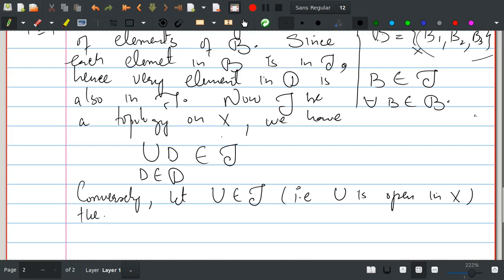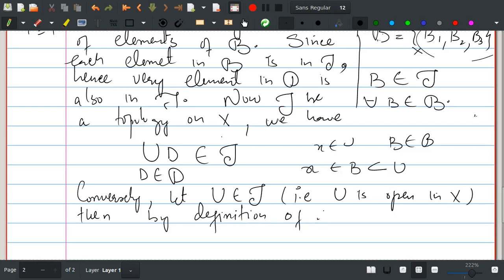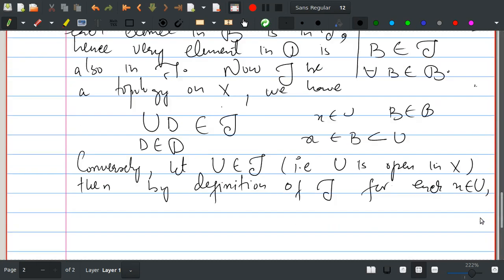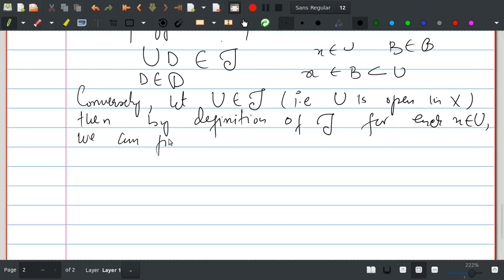then note that this T is the topology generated by B, and remember that an element U is in tau if for any element X in U, we can find a basic element B in B such that X is in B and B is contained in U. So then by definition of T, because T is a topology generated by B, for each X in U, we are able to find a basic element B in B such that X belongs to, let us call this basic element Bx.